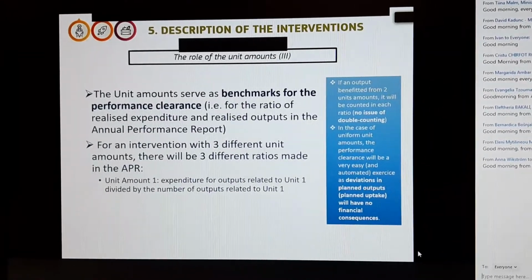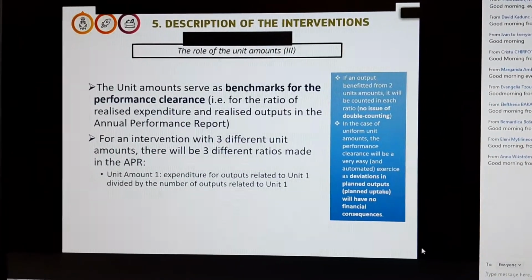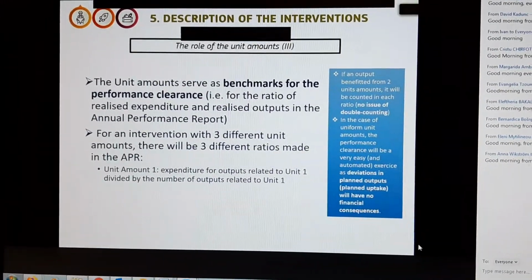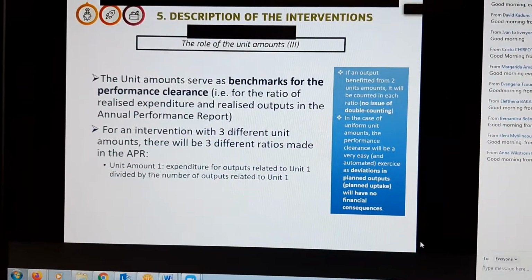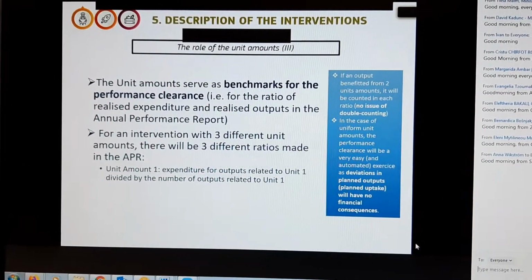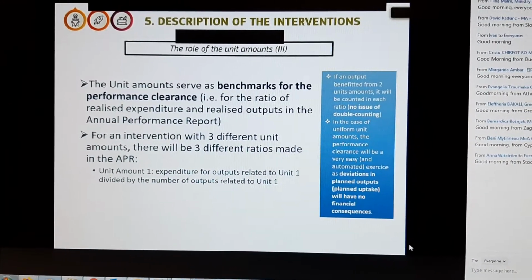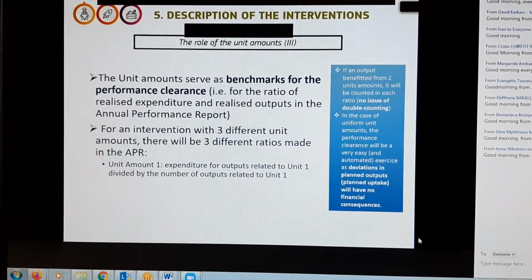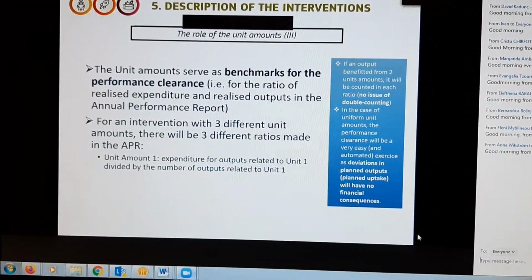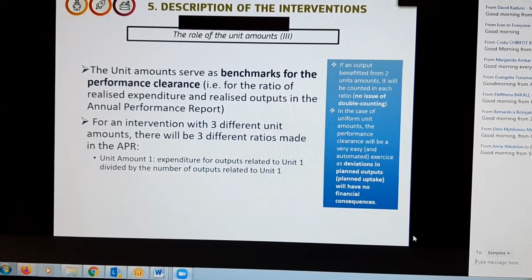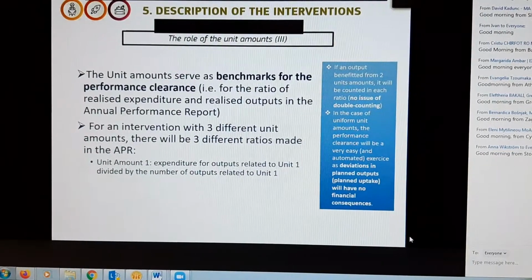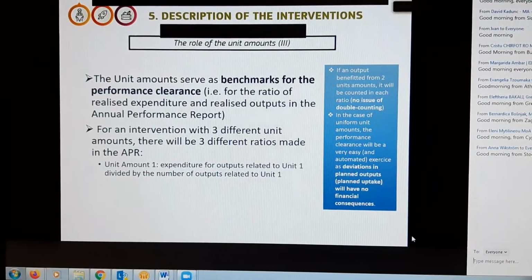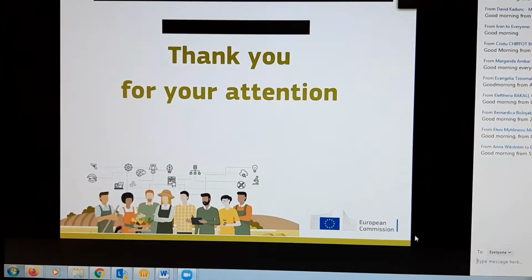So basically, just to stress that in the case of the uniform unit amount, in principle, there would be no deviation because this is the amount that is decided. If you are using several unit amounts, of course, each of them will be taken in isolation. So these are ratios that are independent. So there is no issue of double counting. Of course, the ratio will include all the outputs that have received this expenditure. So in principle, this is it, and I think I went a bit longer than expected.